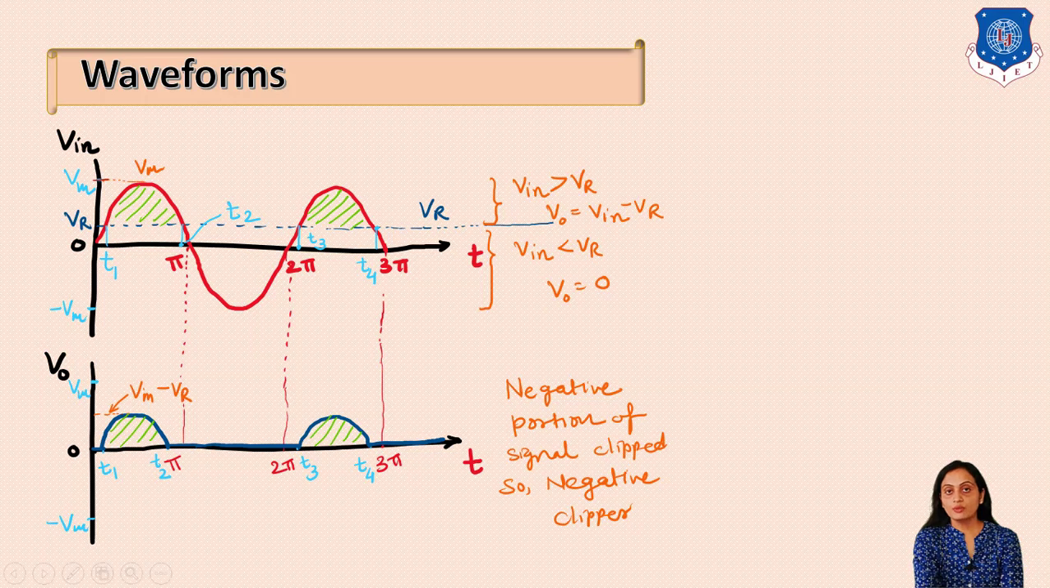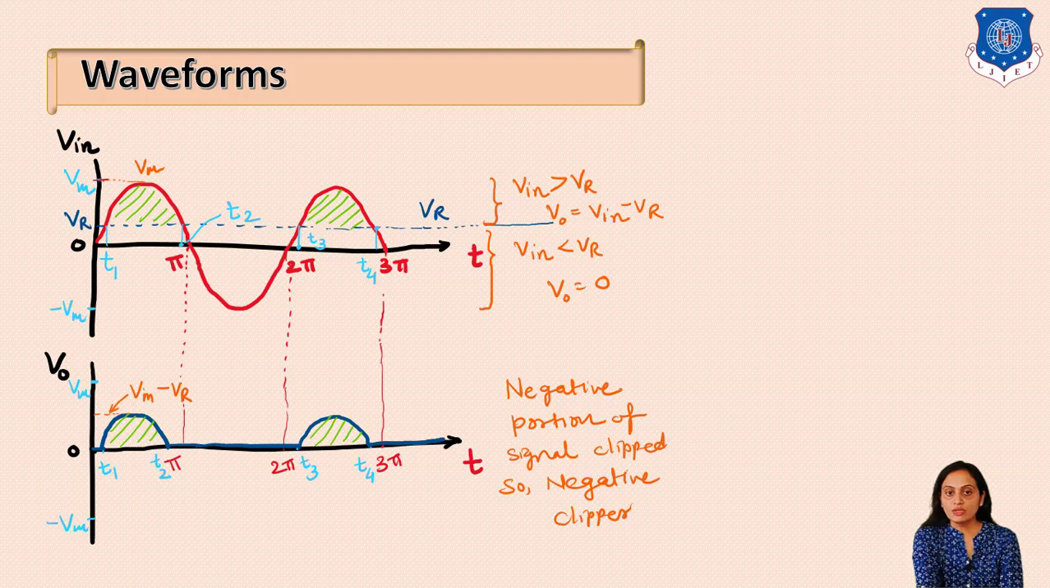I told you how you are going to see the reference voltage level, whether it is positive or negative. If the positive terminal of the battery is connected towards the input, then you have to consider the reference voltage level as plus, so plus VR. From 0 to T1 we have input less than VR, that's why the output will be 0. So till T1 the output is 0.